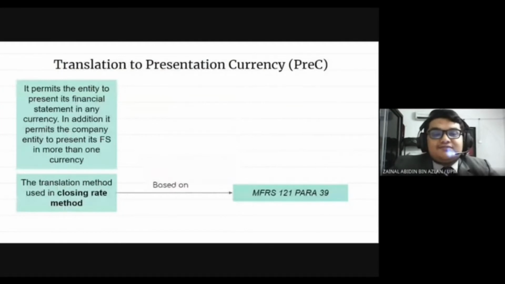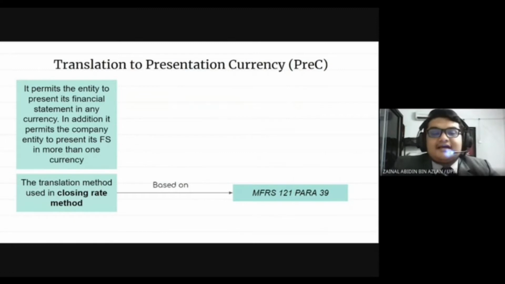Translation to presentation currency, the second major event. Generally, it permits the entity to present its financial statement in any currency. In addition, it permits the entity to present its financial statement in more than one currency. So, the translation method used is the closing rate method.